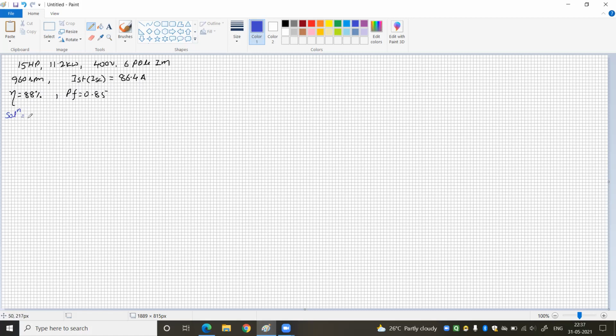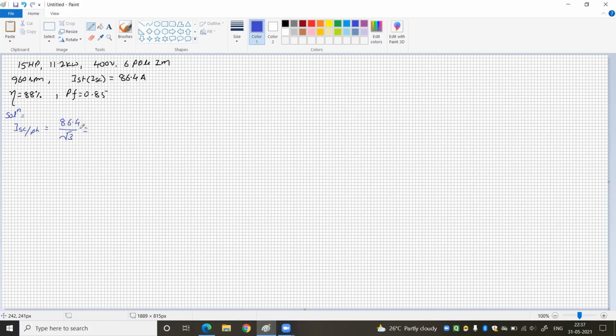Here the short circuit current is given and motor is connected in the delta. So per phase short circuit current, ISC per phase is equal to 86.4 divided by √3. This is the short circuit current at per phase value.